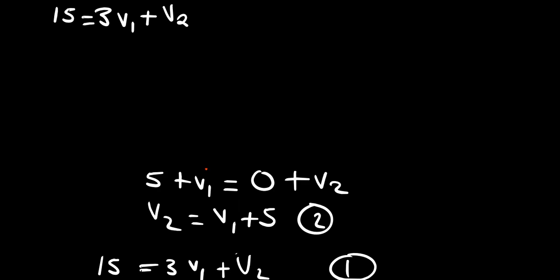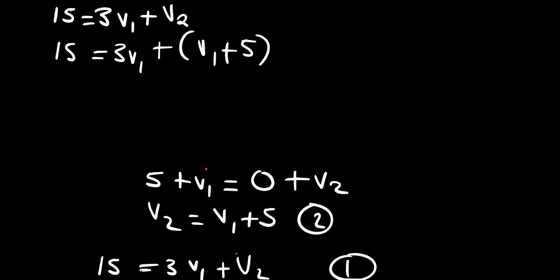We're going to have 15 is equal to 3v1 plus, where there's v2, I'm going to put v1 + 5 from equation number 2. So I'm going to now simplify. I'm going to have 15 is equal to 3v1 + (v1 + 5). Now, if I'm going to solve and put the like terms together, I'm going to have 15.